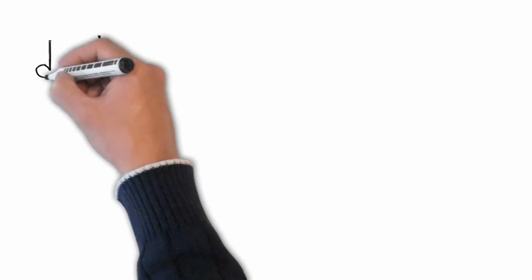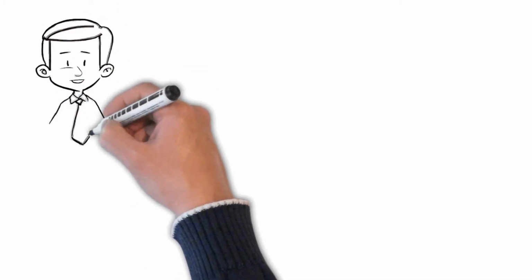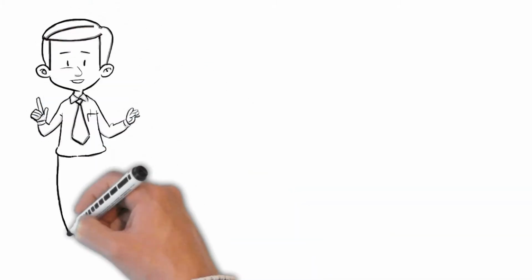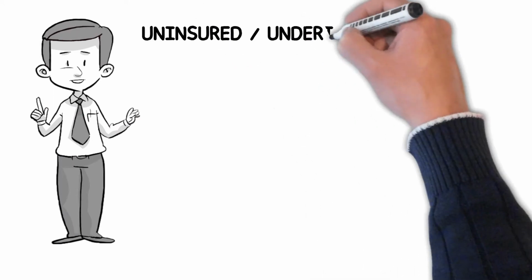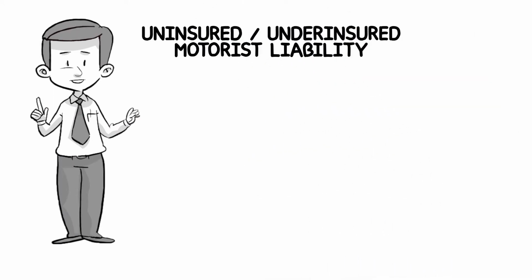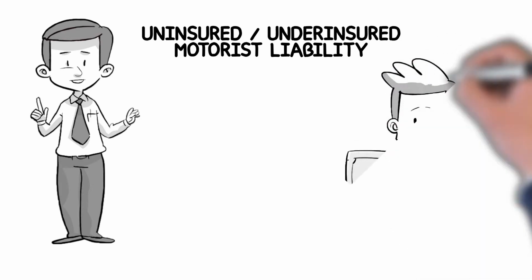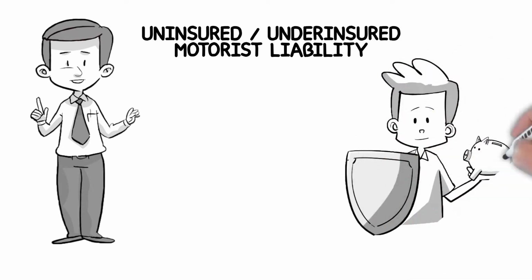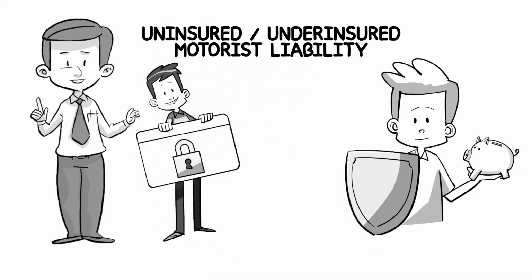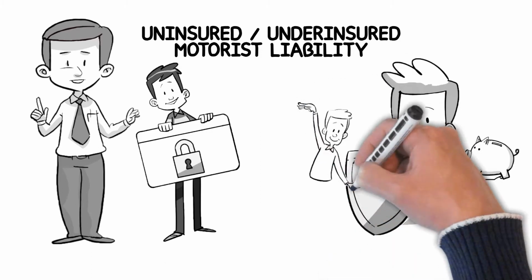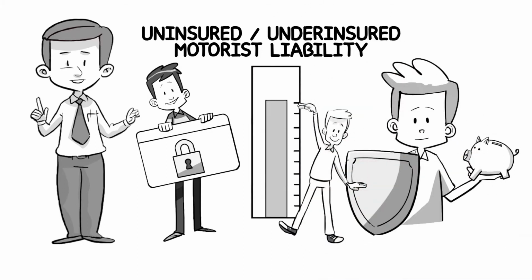The following types of coverages are not required by law, but you'll see how these could be important in protecting you and your valuables. The first is uninsured or underinsured motorist liability. This protects you and your passengers from negligent drivers that have little insurance, or none at all. Yes, uninsured motorist coverage serves as the other driver's insurance. It also addresses your injuries and property damages up to your uninsured motorist coverage limit.